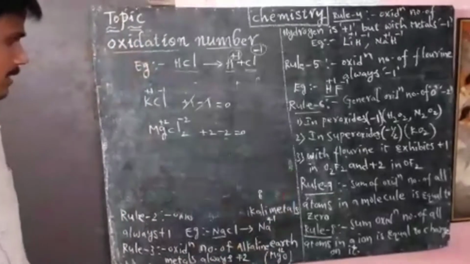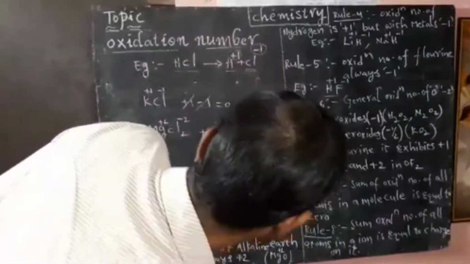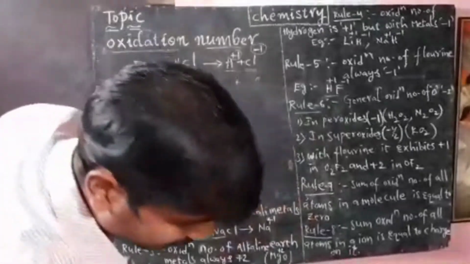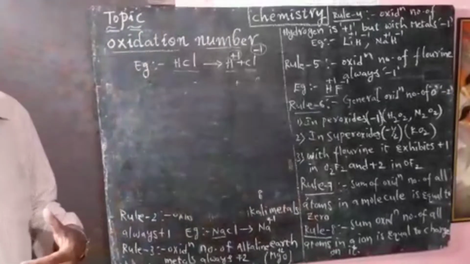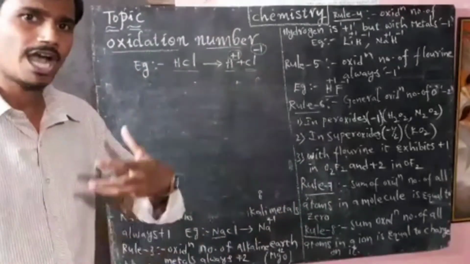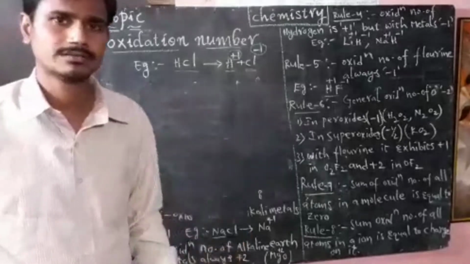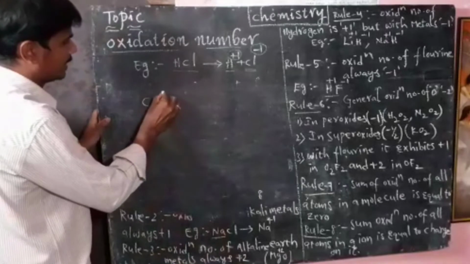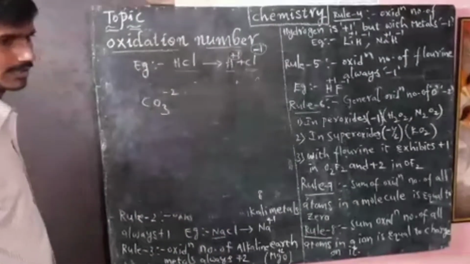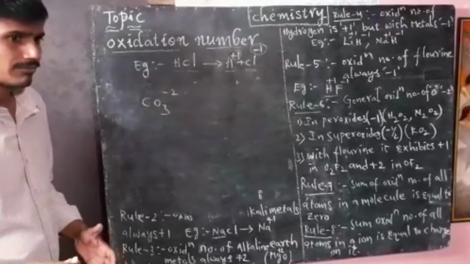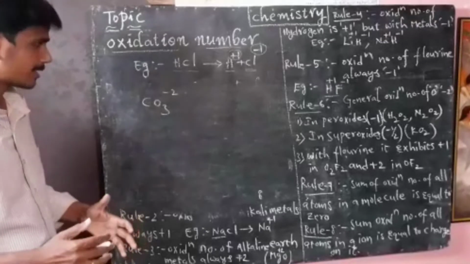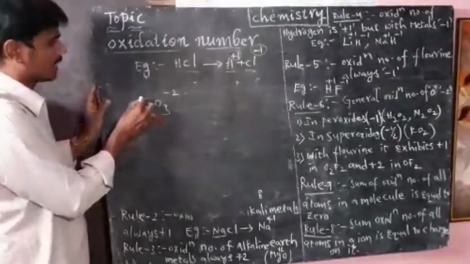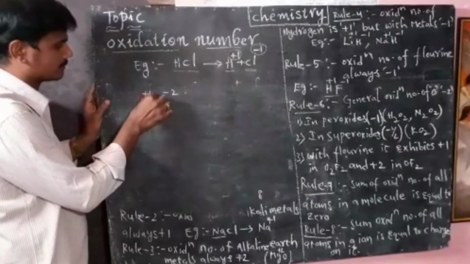When you come to rule 8, which is almost similar to rule 7 but somewhat different: the sum of oxidation numbers of all atoms in an ion is equal to the charge on it. Again I will repeat it. For example, see here, CO3 2-, this is an ion. The sum of oxidation numbers of all atoms in an ion is equal to its charge. For example, carbon here exhibits +4.